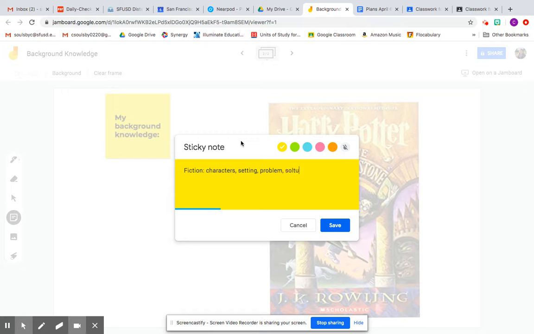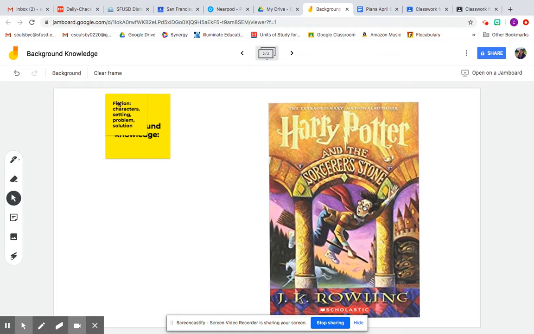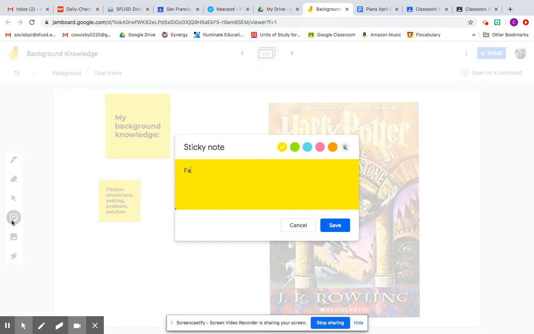It has a solution. And I also know, just by looking at the cover, that it kind of looks like this must have to do with something in fantasy. It looks like there's some magic involved.